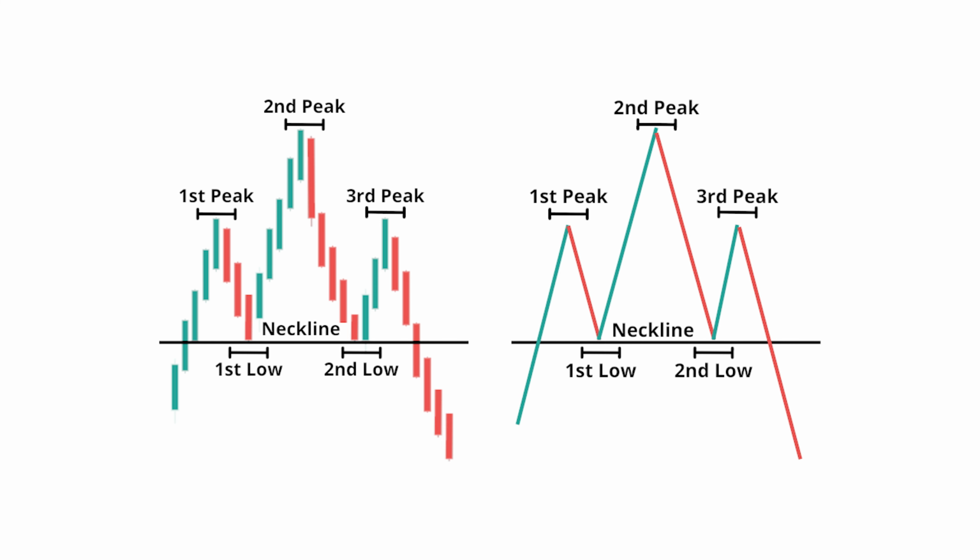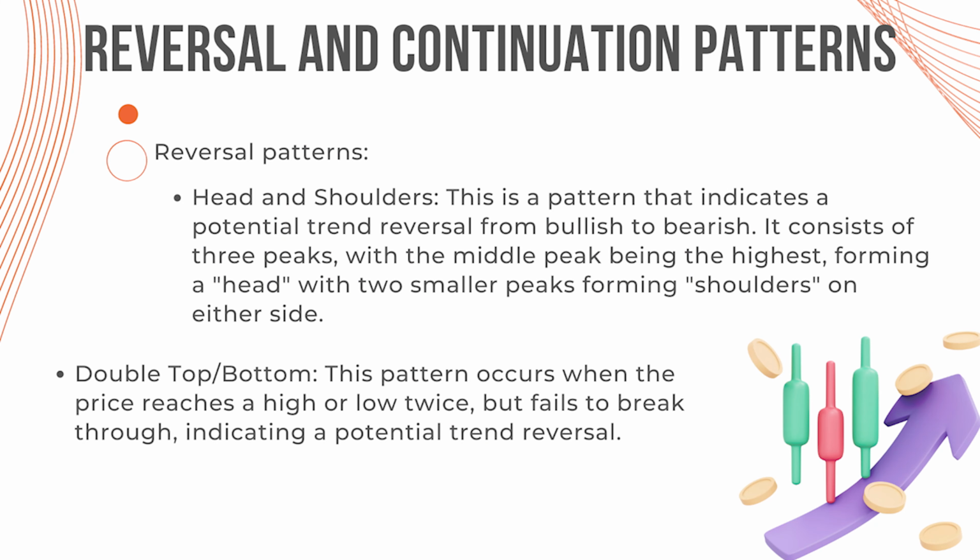This is a pattern that indicates a potential trend reversal from bullish to bearish. It consists of 3 peaks, with the middle peak being the highest, forming a head, with 2 smaller peaks forming shoulders on either side. Double top, bottom.